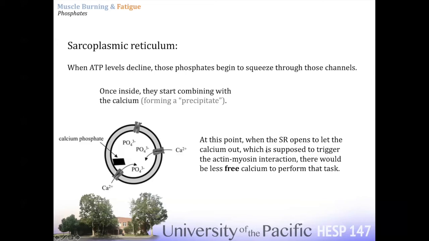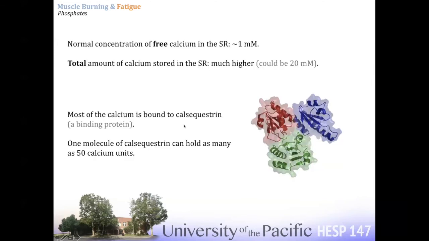You just have less calcium to bind to the troponin C if you have all those phosphates in there. Now, most of your calcium is bound. You have calsequestrin. This thing binds like 50 calciums to it, but it binds it very weakly. This is inside of your sarcoplasmic reticulum.